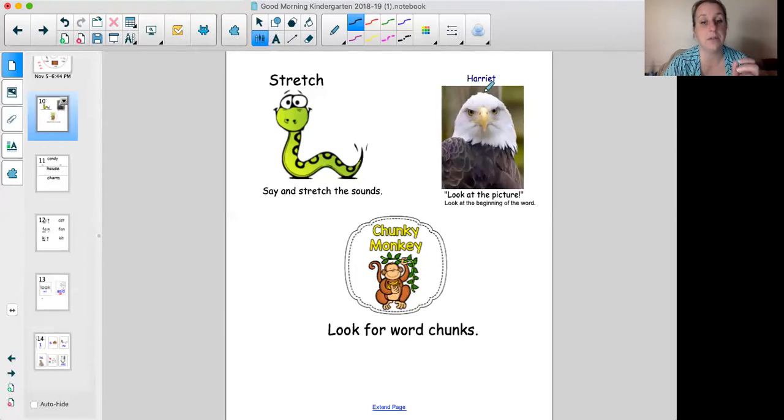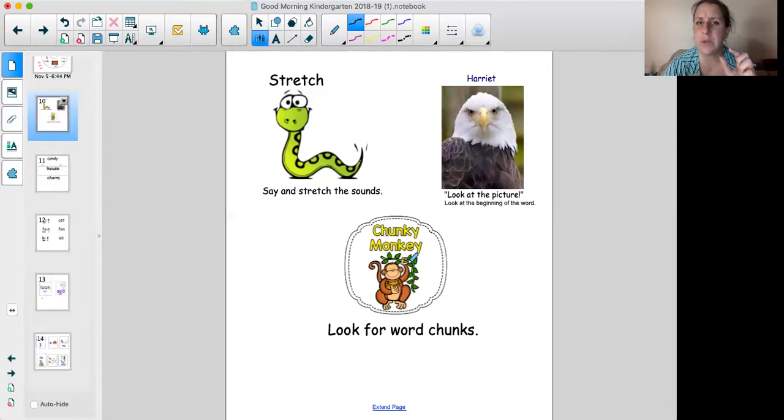Chunky Monkey, which is this cutie down here, tells us to look for word chunks that we know. Also, I like to say sound chunks that we know, because we know that there are some letters that when we put them together, they make sounds, like S and H. When you put S and H together in a word, it says shh. When you put O and R together in a word, it says or, right?